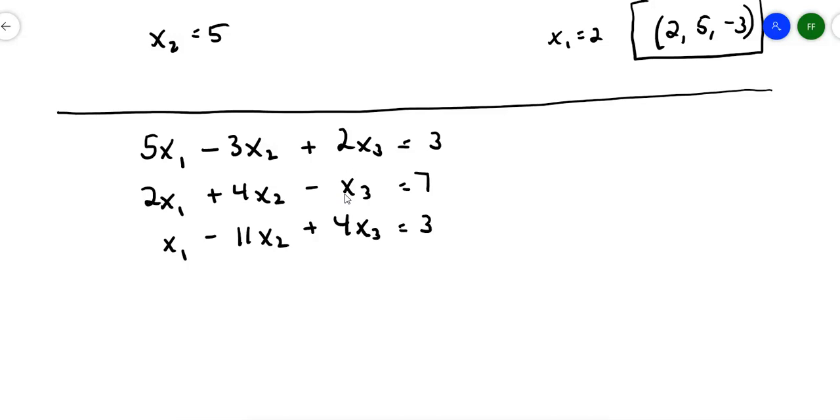All right, so I got 5x sub 1 minus 3x sub 2, 2x sub 3 equals 3, 2, 4, negative 1, 7, and 1, negative 11, 4, and 3. Those are all my coefficients. All right, so what can I do to solve this system?